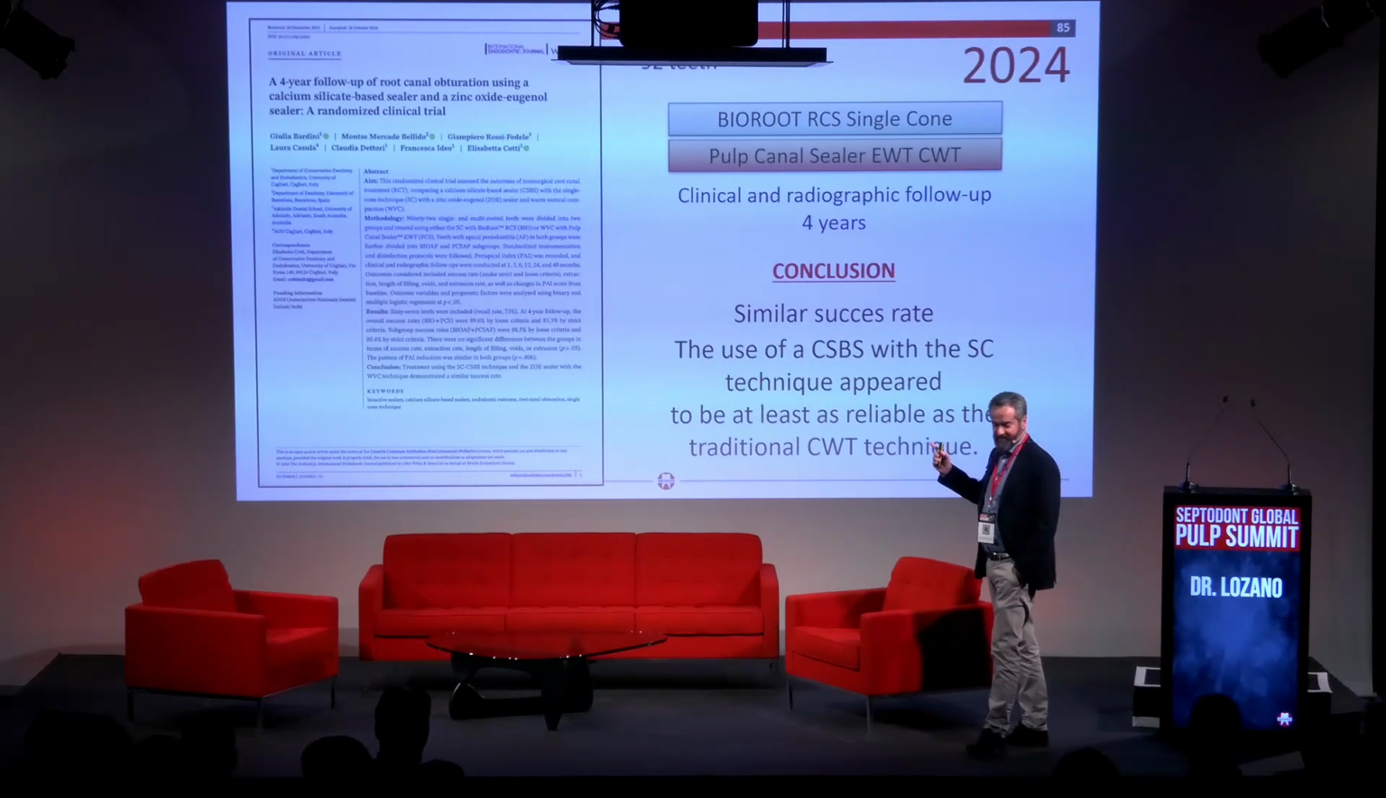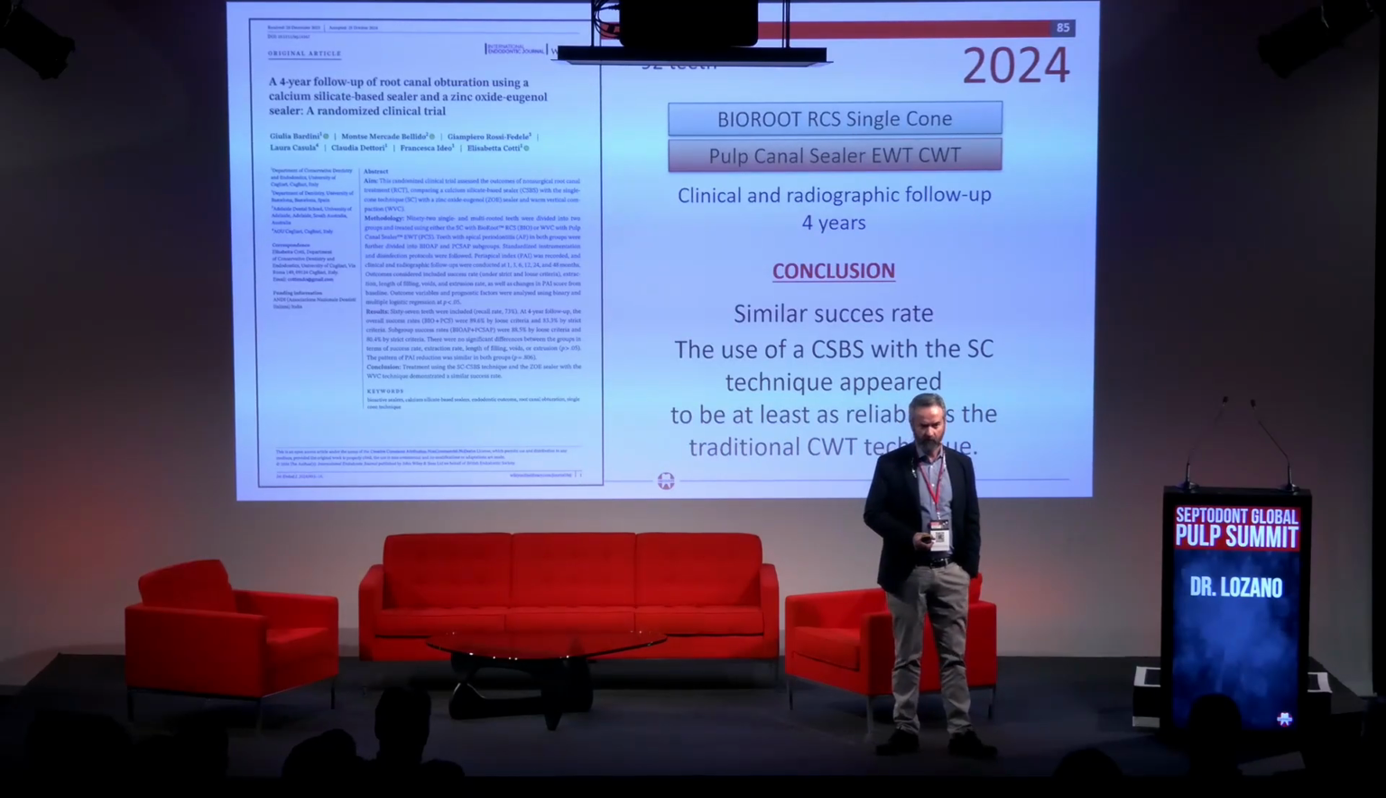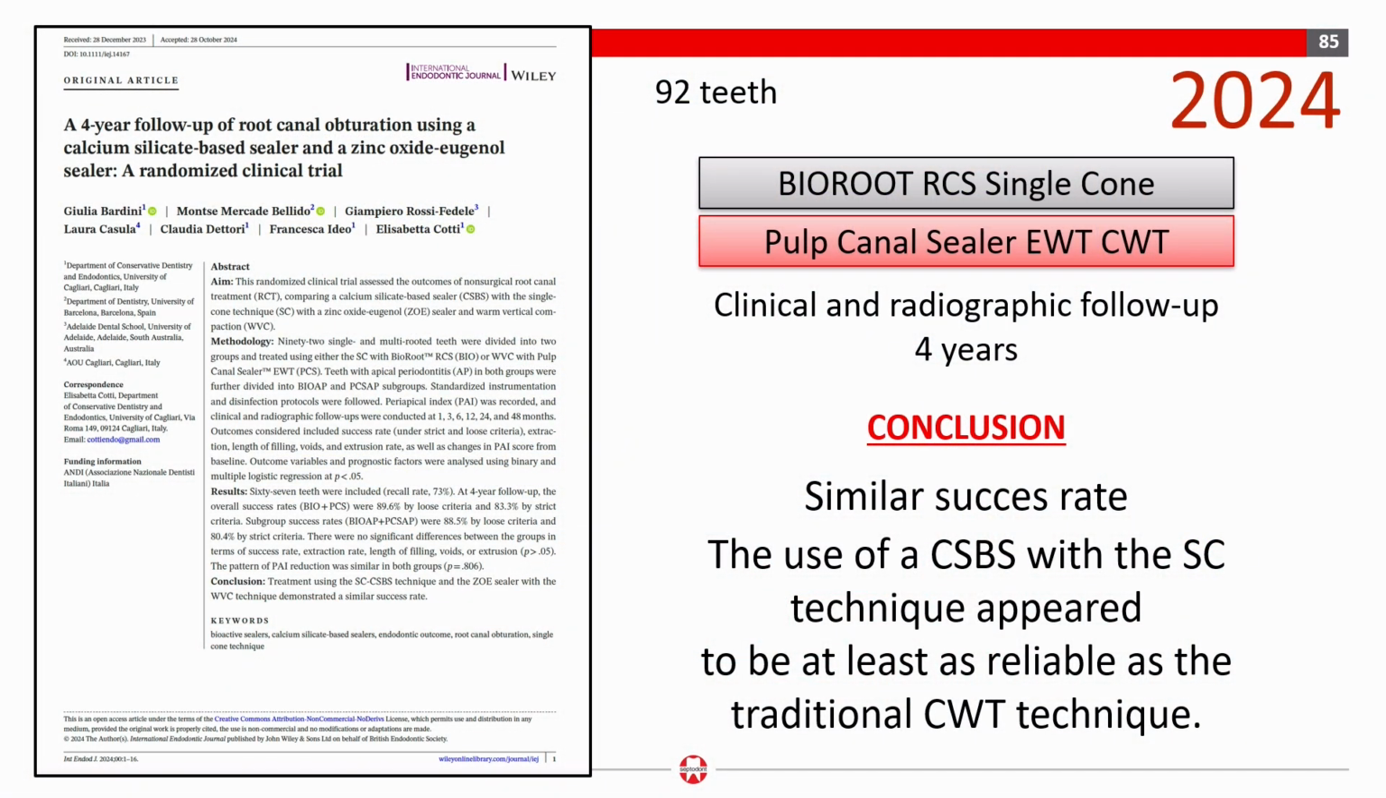I would like to present this article that was published 2 months ago. It was a randomized clinical trial with a 4-year clinical and radiographic follow-up, comparing BioRoot Canal Sealer with a single cone technique and the pulp canal sealer extended working time with a continuous wave technique. They conclude that the success rate is similar, and the use of this BioRoot with a single cone technique appears to be at least as reliable as the traditional continuous wave technique. So it works.